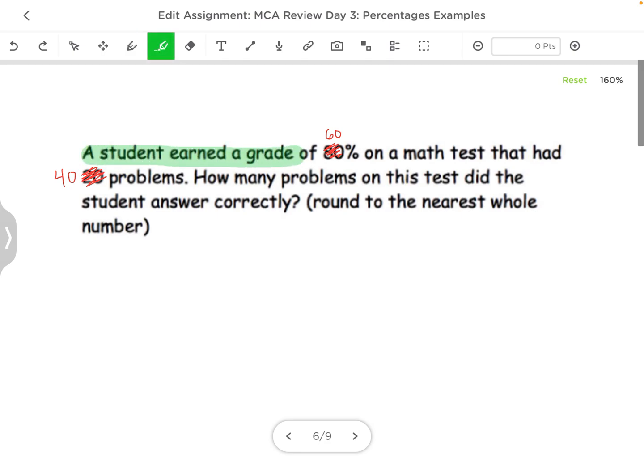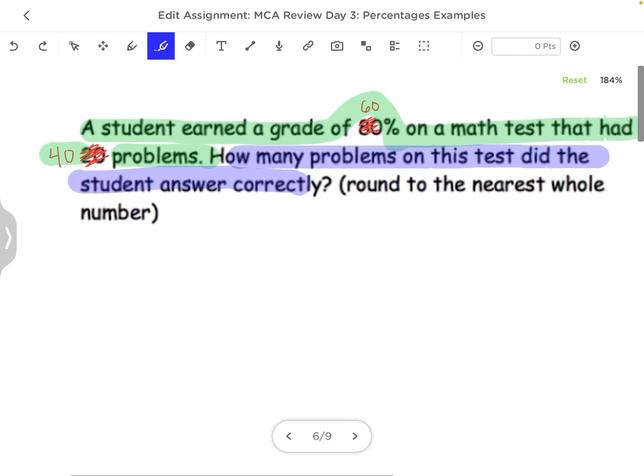A student earned a grade of 60% on a math test that had 40 problems. Ooh, 60%, not so good. We're asked to figure out how many problems on the test the student answered correctly, right? So there's a bunch of different ways to solve this.